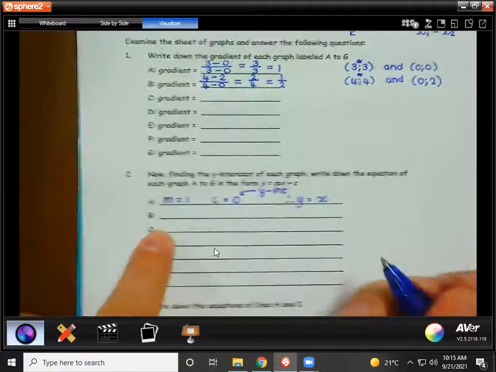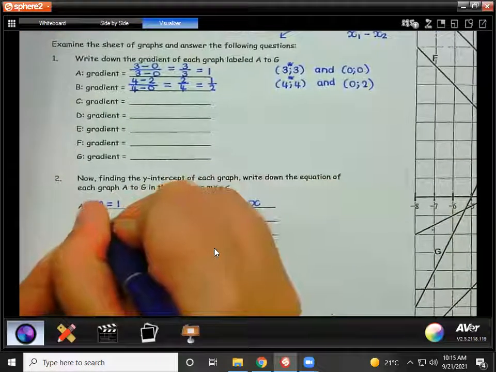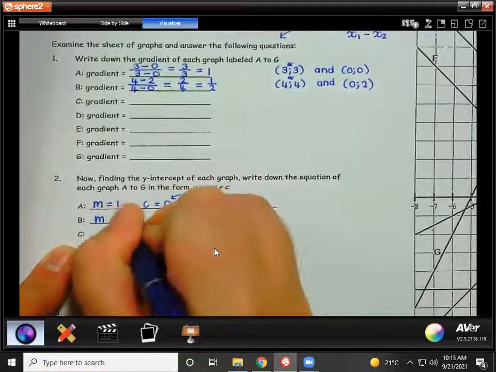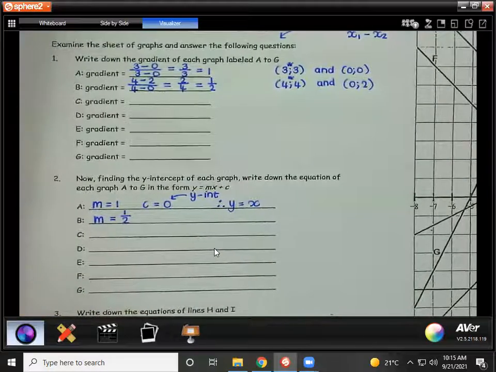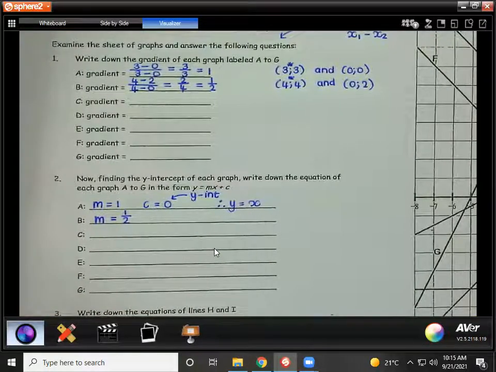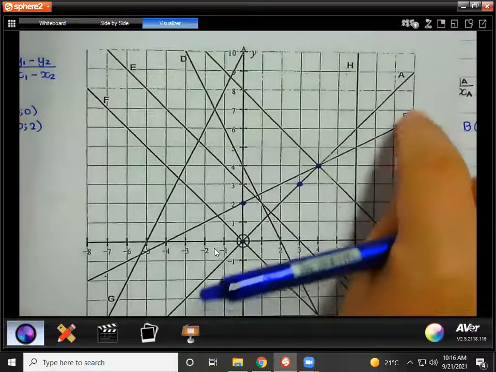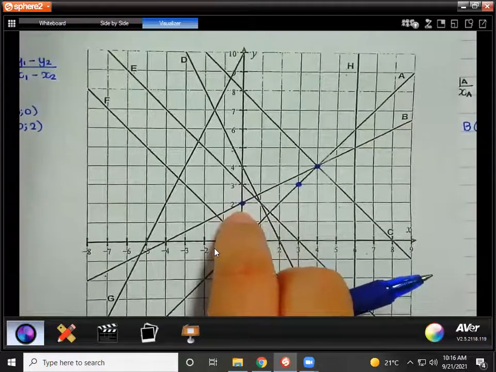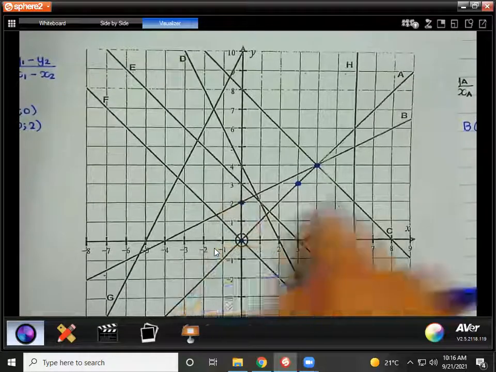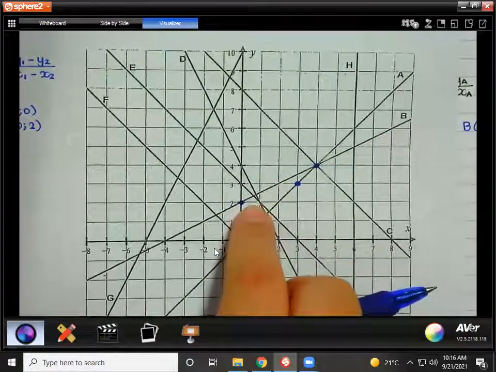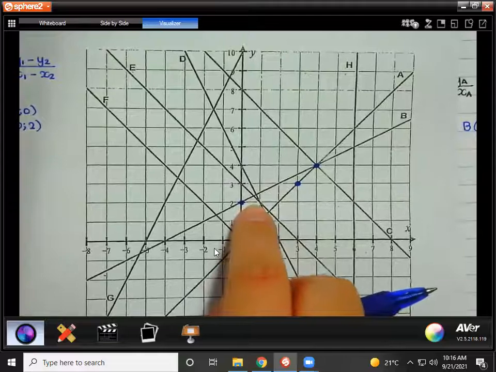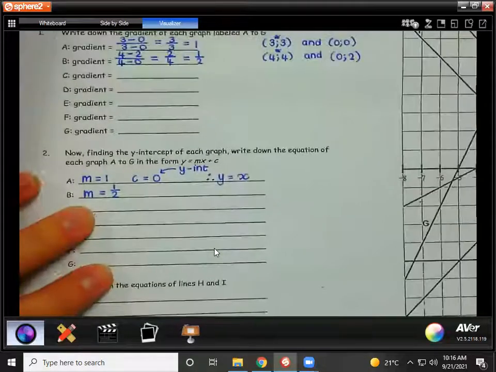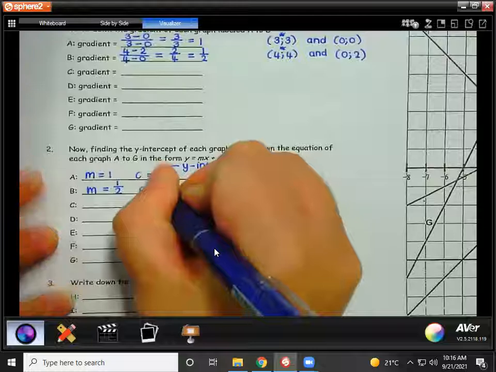So go to the next question. If our gradient is a half, then m is a half. Remember, the gradient is m. Now we need to find c as well. Remember, c is the y-intercept. So we go to our line, line B. Where does this line cut the y-axis? At 2. That's actually one of the points that we used. Hey, we used the point 0, 2, which was the y-intercept. So if the y-intercept is 2, that means that c is 2 for this graph. So c is equal to 2.